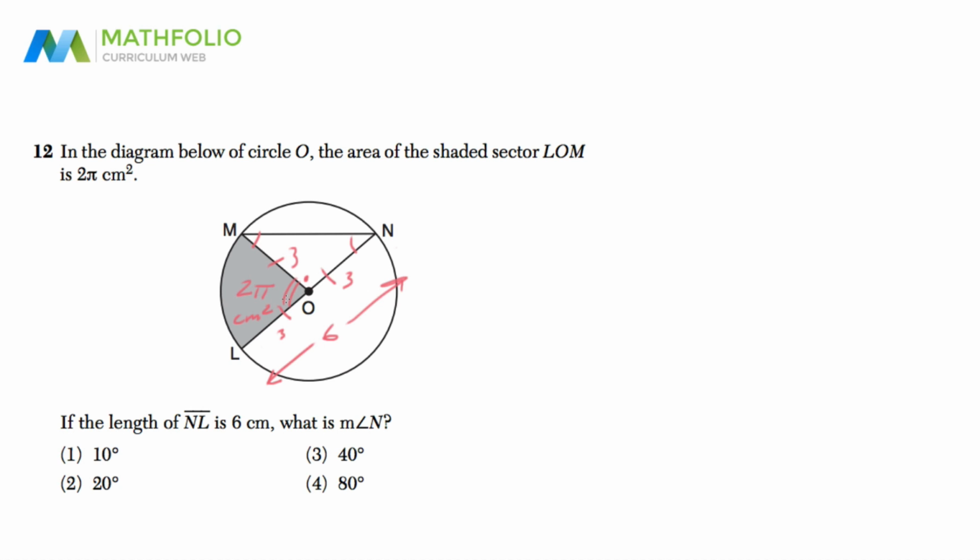We're given the area of this piece, so it seems like we need the area of the whole circle. So same formula, pi r squared, which equals pi times, it's not 6, it's r, the radius, pi times 3 squared, which is 9 pi. Now that's the area of the entire thing.